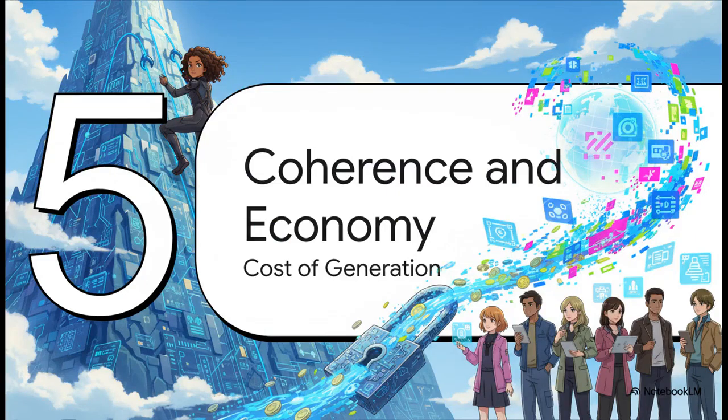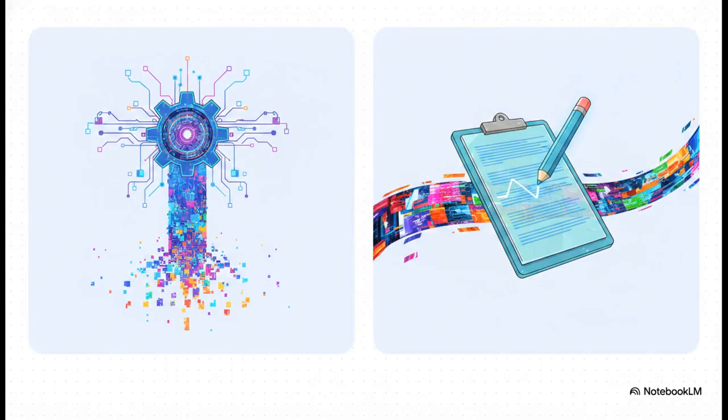Now for Section 5, Coherence and Economic Reality, the Cost of Generation. The mechanics of generating and controlling pixels are coming together beautifully, but keeping the underlying system coherent and affordable is a really steep mountain to climb. The big issue is that a pure pixel surface has the memory of a goldfish. It can't natively remember your open tabs, your draft email, or your scroll position. Keeping that hidden state coherent remains a primary challenge.